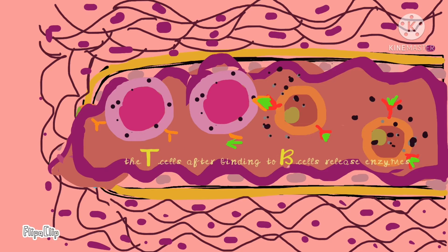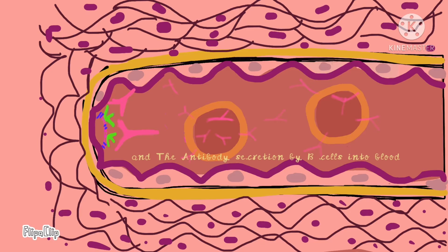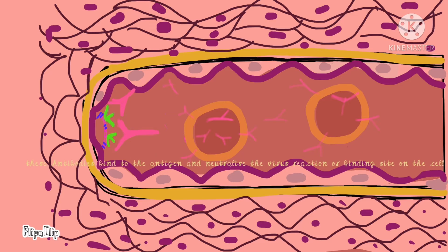The T cells, after binding to B cells, release enzymes that increase B cells' proliferation, which are known as lymphokines. Lymphocytes and lymphokines related, right? The antibodies are secreted by B cells into the blood. These antibodies bind to the antigen and neutralize the virus reaction or binding site on the cell.